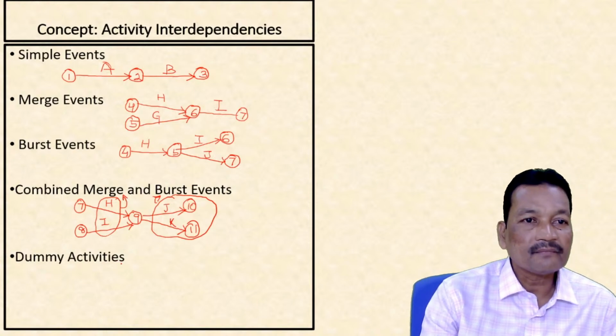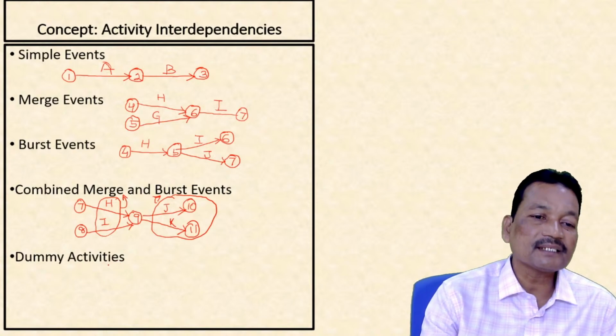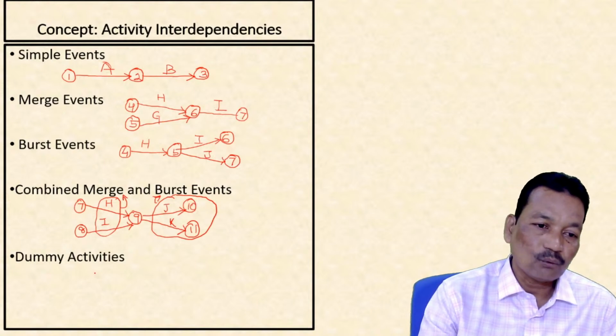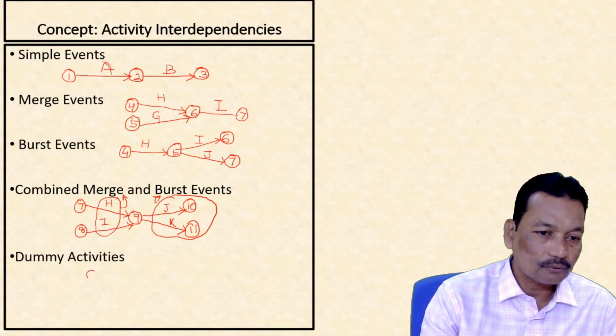Now another thing we use in network diagram is dummy activities. What is that? Let me show you.